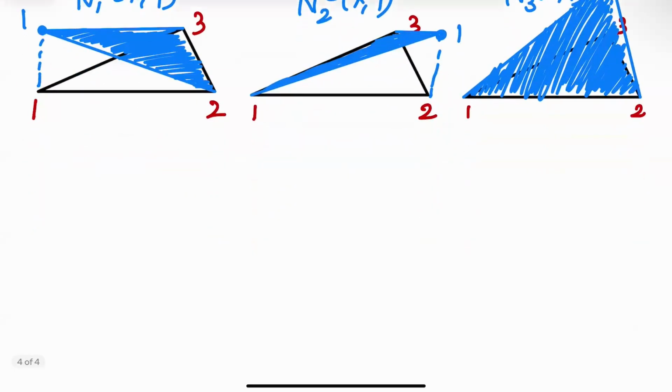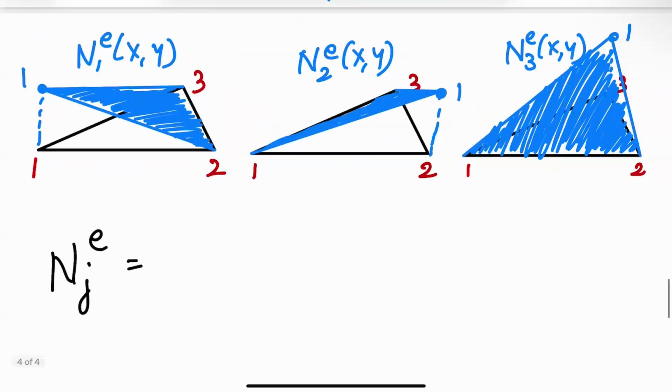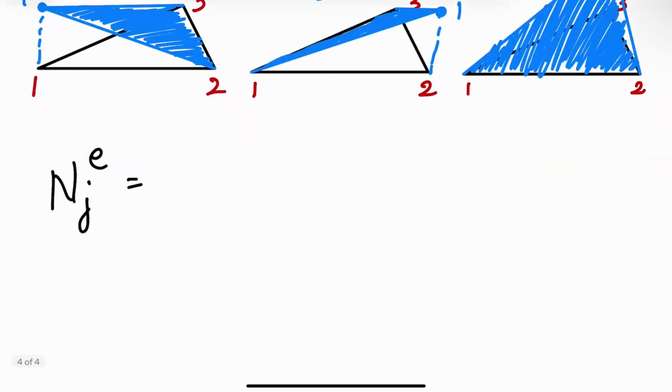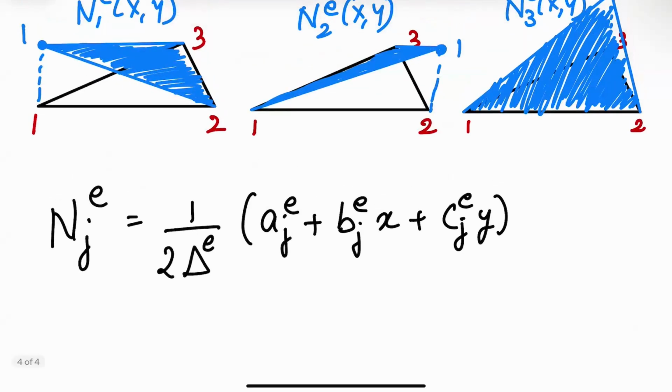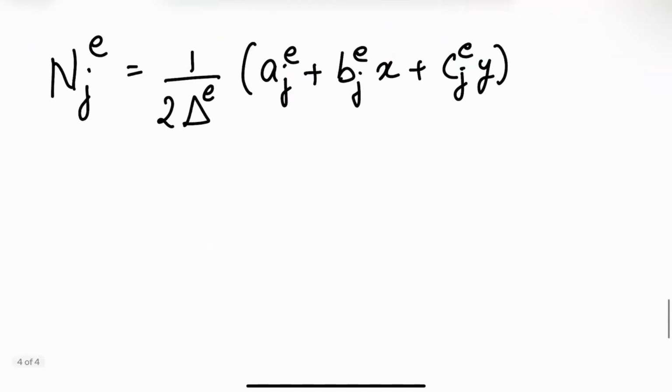Okay, so based on that, what is N_j^e? What is the formulation, right? What does it actually look like? What function gives you this kind of triangle? You can pretty easily show, which we're not going to do here, I'll just give you the final result, that this function is essentially (a_j^e + b_j^e x + c_j^e y). Okay, we'll see what a_j, b_j, and c_j are. They're also functions of x and y, but essentially that's what N_j^e is, where j equals 1, 2, 3.